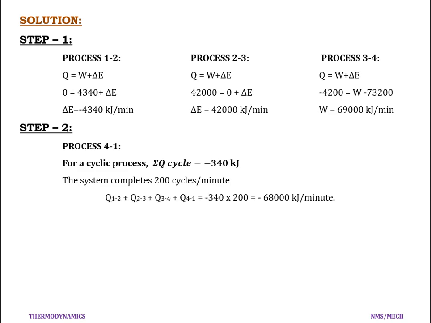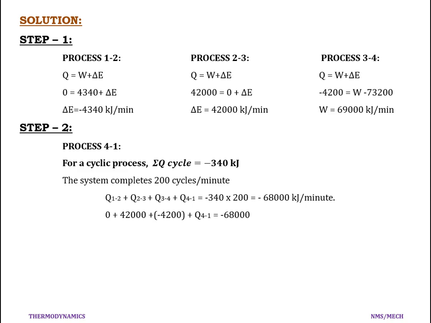So the delta Q, that is summation Q, indicates Q1 to 2, Q2 to 3 and Q3 to 4 plus Q4 to 1. This is equal to minus 340 kilojoule for a single cycle. Total number of cycles is 200, therefore it should be multiplied by 200. So we get the value minus 68,000 kilojoule per minute. This is the total heat transfer value.